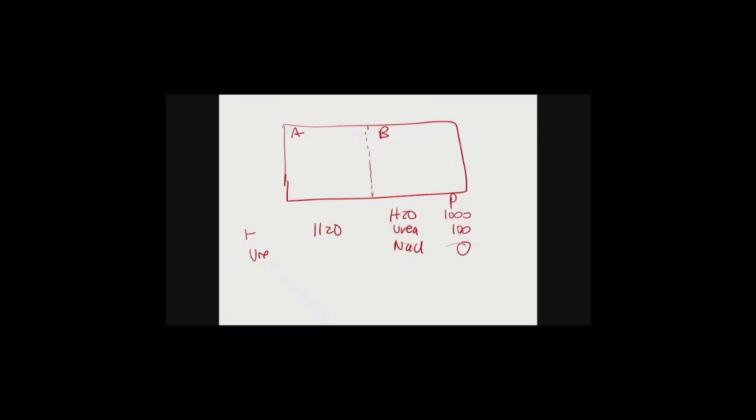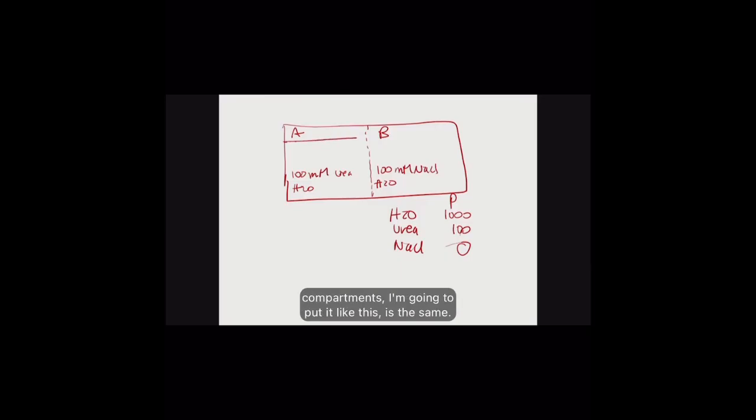So I'm going to put a bunch of water in compartment A and compartment B, and I'm going to put here 100 millimolar urea and 100 millimolar sodium chloride. And at time 0, the volume of water in both compartments, I'm going to put it like this, is the same.